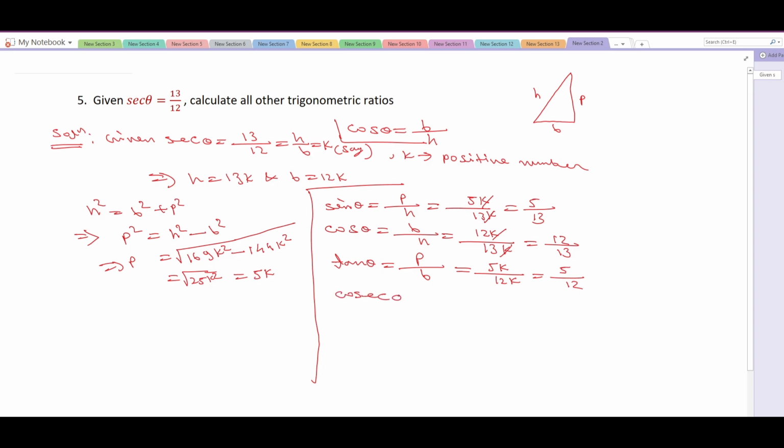And cosec theta equals, since sin theta equals p by h, so cosec theta equals h by p. This is equal to 13 by 5. Cot theta equals, since tan theta equals p by b, so cot theta equals b by p. And this is equal to 12 by 5. These are the required trigonometric ratios.